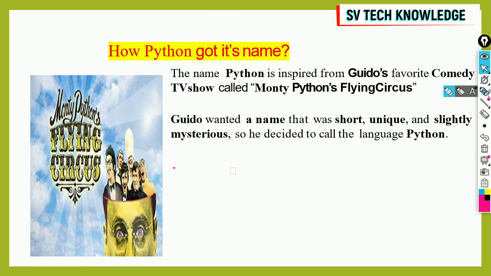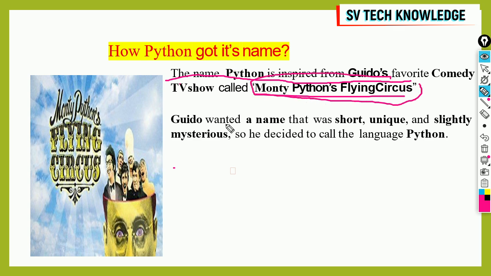How did Python get its name? As we see, the name Python is somewhat different from other languages. Why did he give that name? The name Python is inspired by Guido's favorite comedy show, Monty Python's Flying Circus. This is a TV comedy show, and it is the favorite show of our scientist Guido. That's why he took the name Python from that TV show.